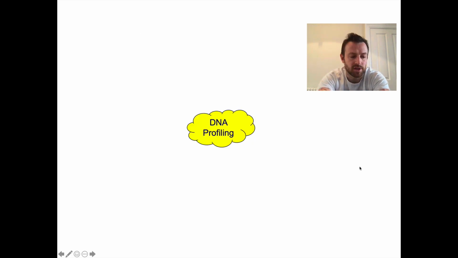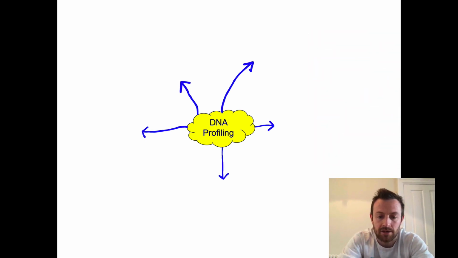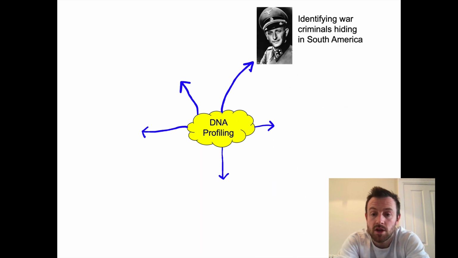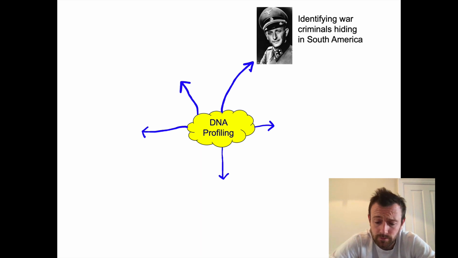So what are the uses of DNA profiling? Okay, I'm going to draw a little mind map and I'd like you to copy this down. Let's have a look. So there's many uses, basically. Here's one. It's been used to identify war criminals hiding in South America. After World War II, quite a lot of Nazi generals tried to flee to South America, and after many years they were found, but it was difficult to prove that they were who we thought they were. So this has been used in this instance.